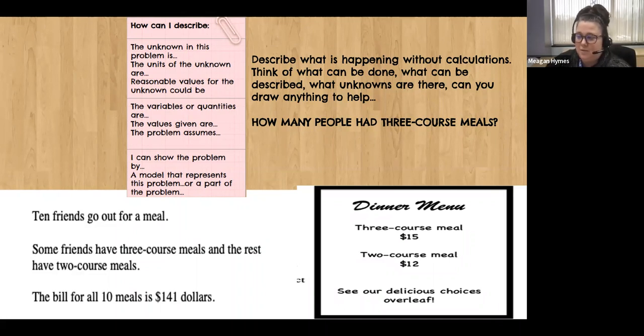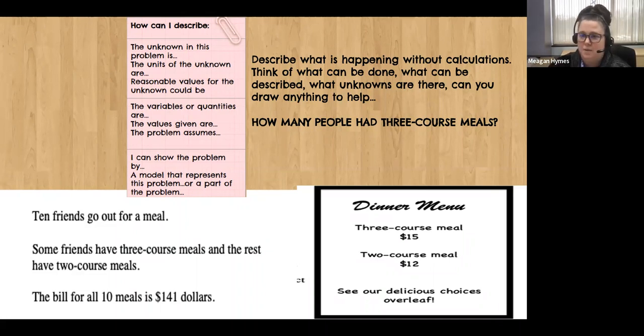Okay, I can't get to an answer. Fine. What parts can you put together? What parts can you take apart? What can you compare? On this one, how many people had a 3-course meal? Okay, well, what do we know? How can we think about that data? What can be done? What can be described?